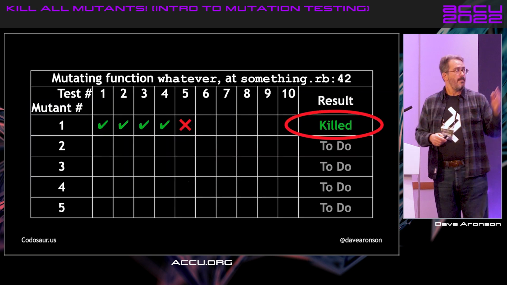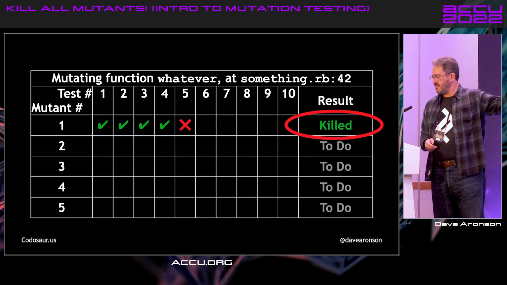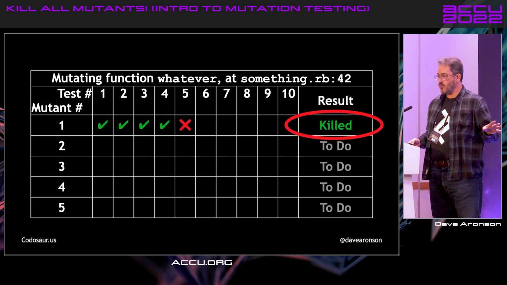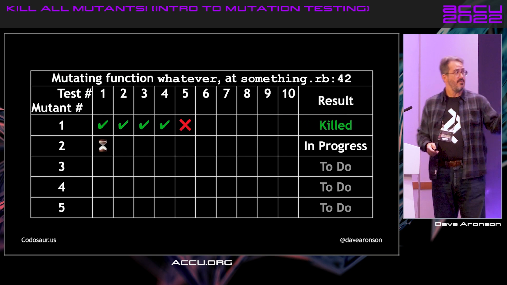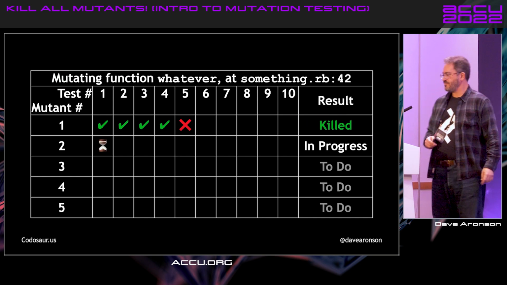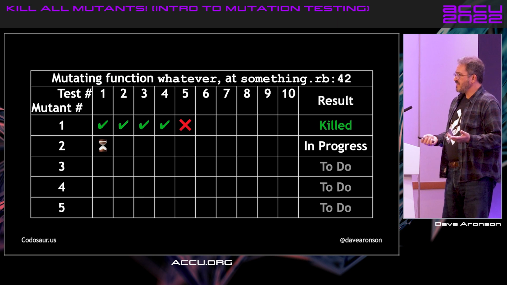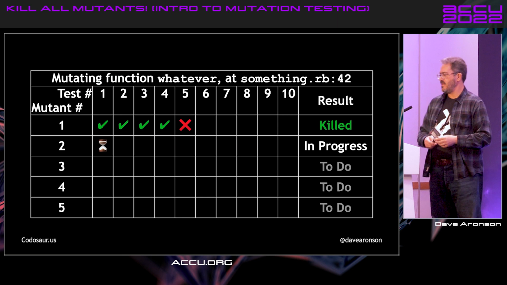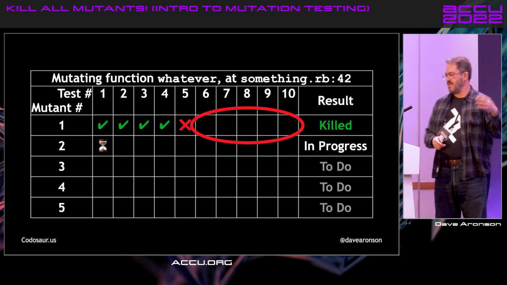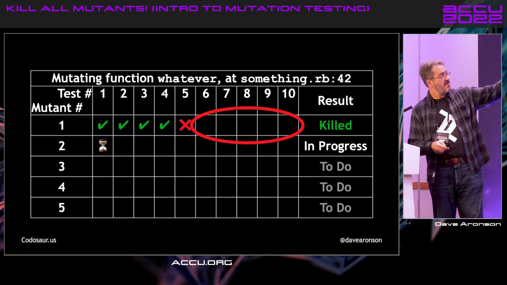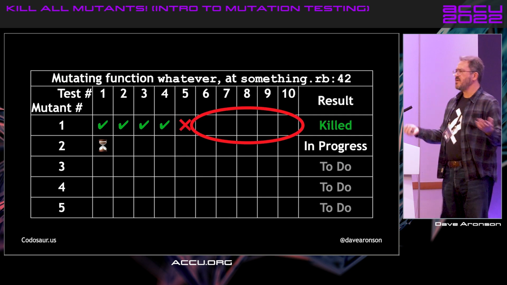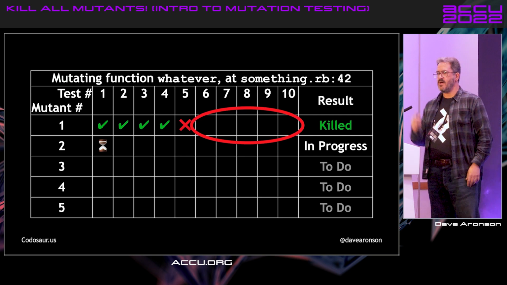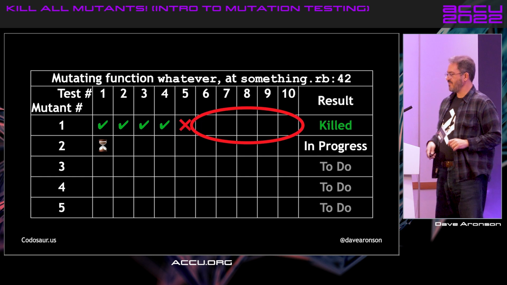Then the tool will mark that mutant as killed and stop running any more tests against it and move along to the next one. Once a mutant has made one test fail, we don't care how many more it could make fail, like perhaps some of tests 6 through 10 for mutant number 1. Like so much in computers, we only care about ones and zeros.